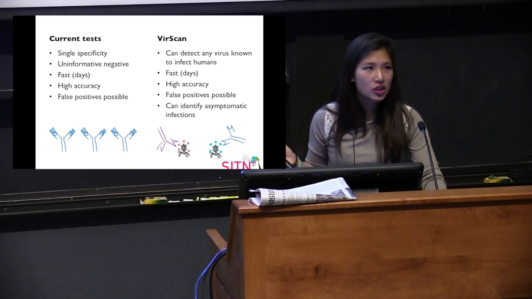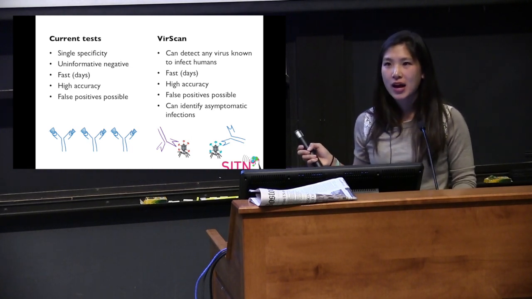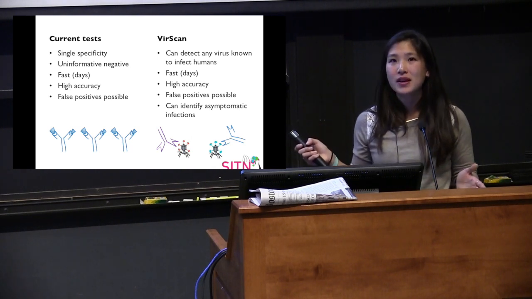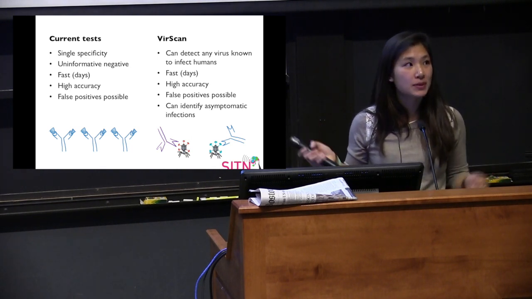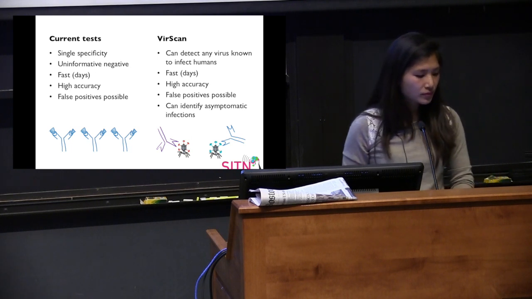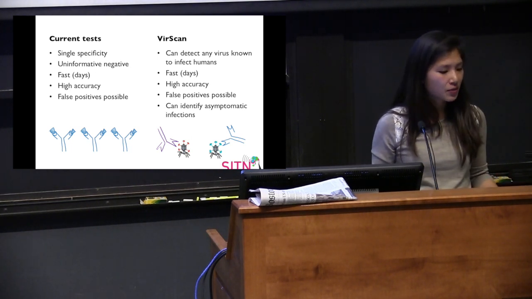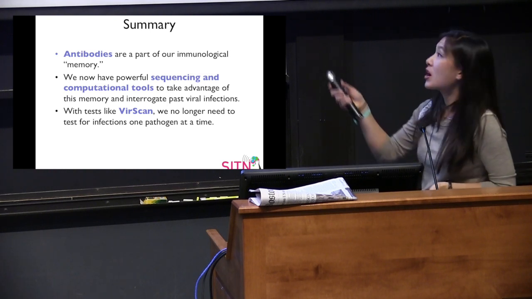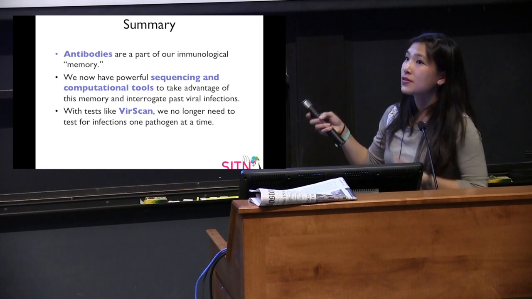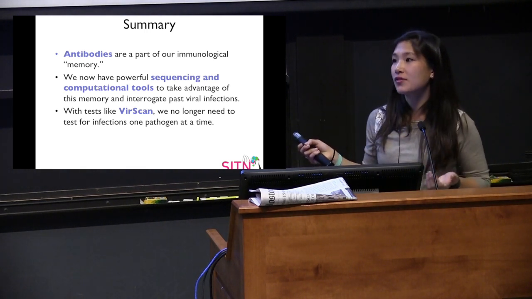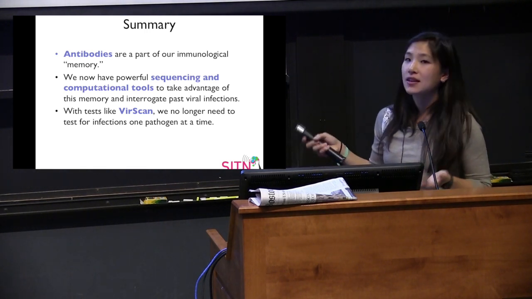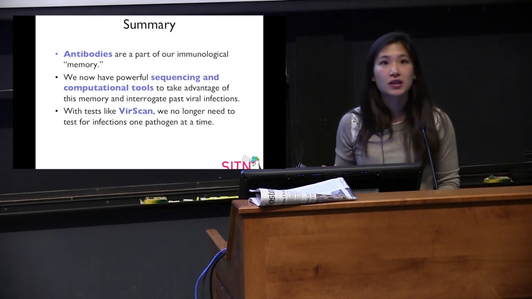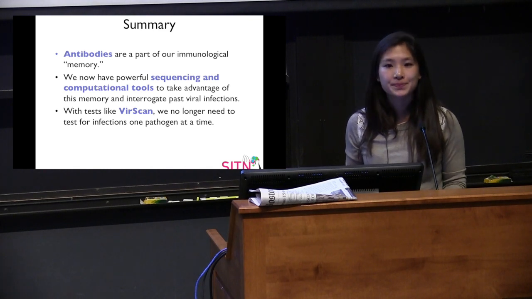So VirScan hasn't actually been commercialized yet. This is not something we're actively using in the clinic, but it's pretty cheap, very effective, and the researchers are really hoping that they'll be able to do this soon. So in this last part of the talk, we've discussed how antibodies help maintain our immunological memory. We now have some really great tools to find out what viral information our body is carrying. And with tests like VirScan, we might be able to get around the burden of testing for different viral infections one pathogen at a time.